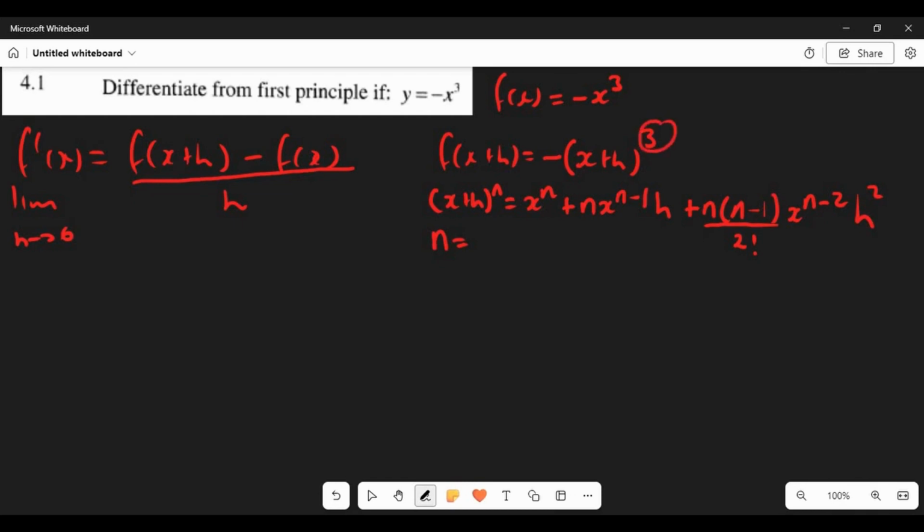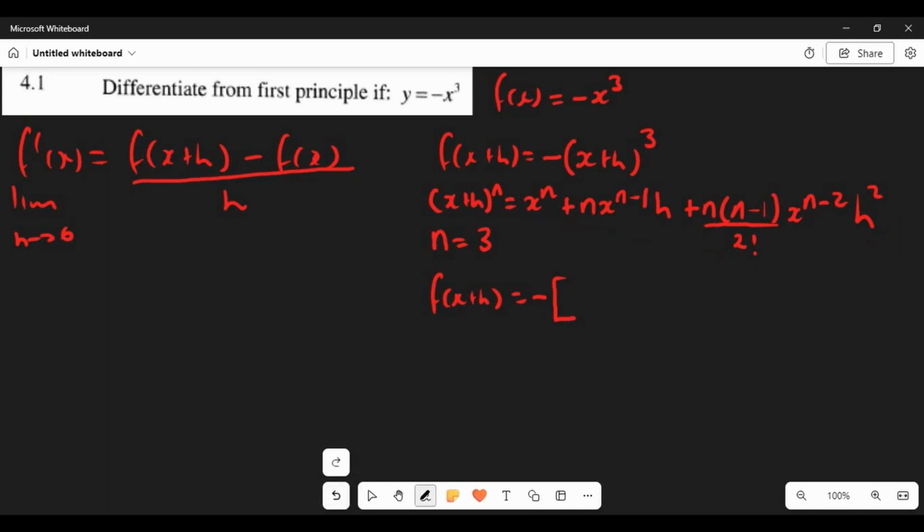Do not forget that n is basically the exponent. So this 3 here is actually n, so put n as 3. We're going to use this binomial theorem to factorize our f of x plus h. So let's continue. F of x plus h. Let us not forget that this f of x plus h has a negative there, so we must put the negative there. Then inside the bracket is where we're going to apply this binomial theorem.